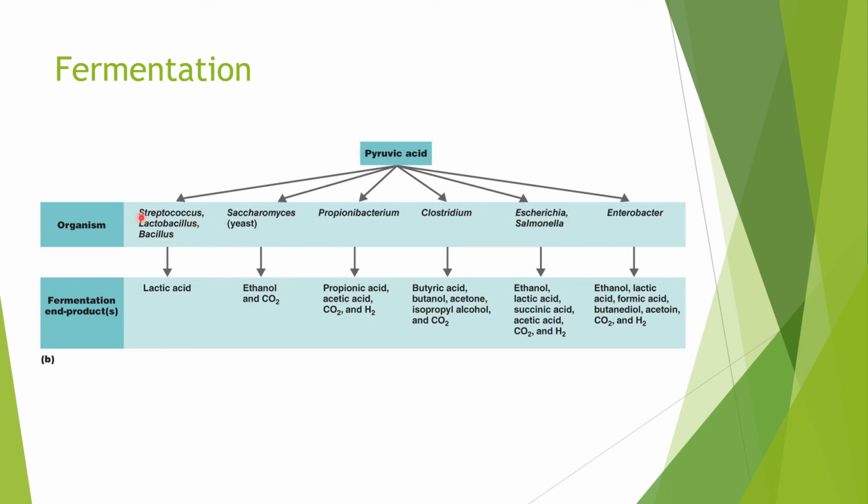So if you take a look right here, bacteria such as Streptococcus and Lactobacillus and Bacillus, when they go through the fermentation process, only produce lactic acid. Now, we actually use these bacteria, Streptococcus and Lactobacillus, when we want to make yogurt. Okay, so if you read the ingredients on a yogurt container, you're going to see that it says it contains live bacteria such as Streptococcus, Lactobacillus, etc.